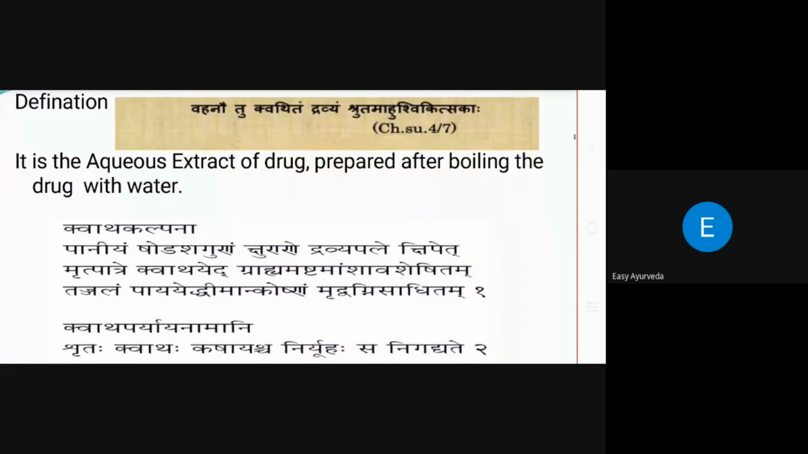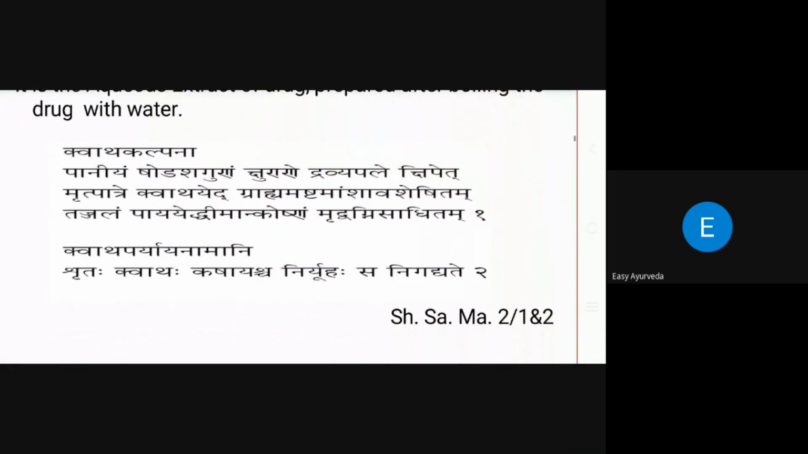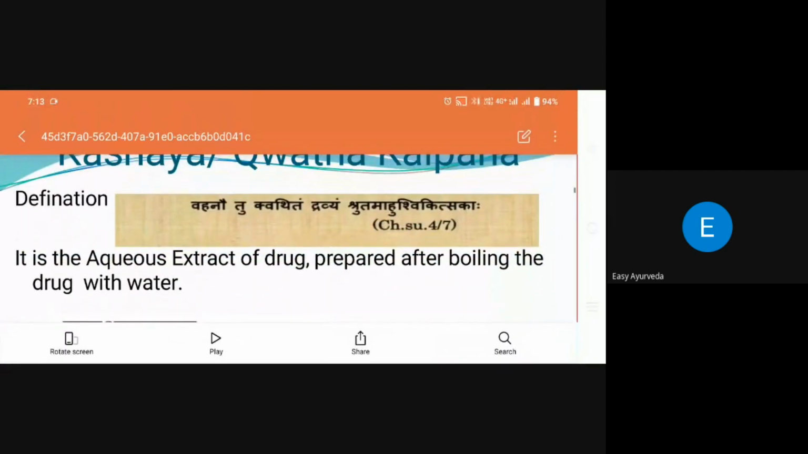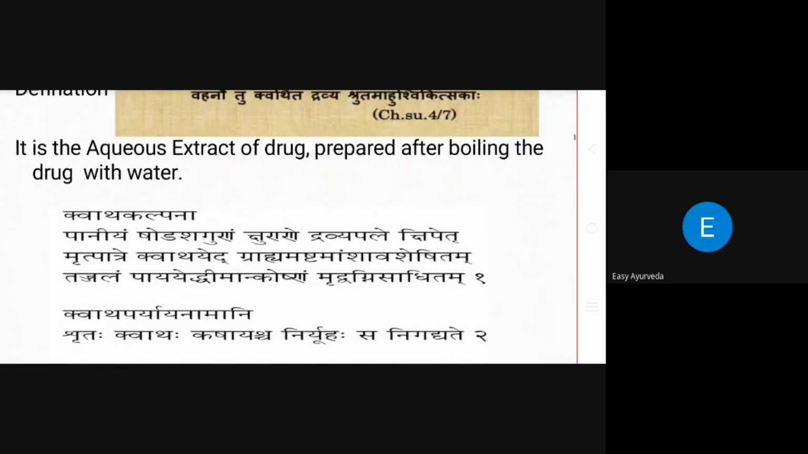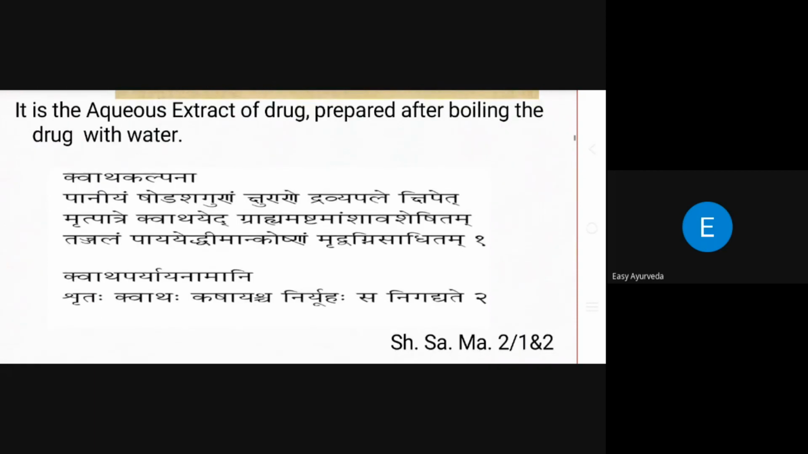But according to the Sharangadhar Samhita, he clearly explained this basic principle. Vannautu Patitam Dravyam Shrutamahu Chikitsaka. This is research work done by Acharya Sharangadhar. He took that Vannautu Patitam and made it clear how much quantity of water should be taken, how much drug should be taken, how much reduction should be done, and how it should be prepared. That has been mentioned by Acharya Sharangadhar here.